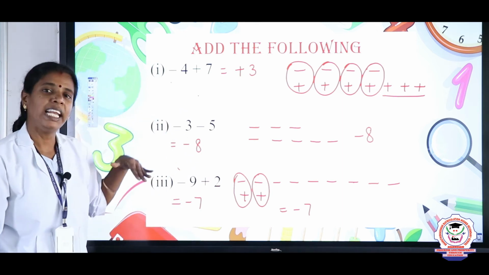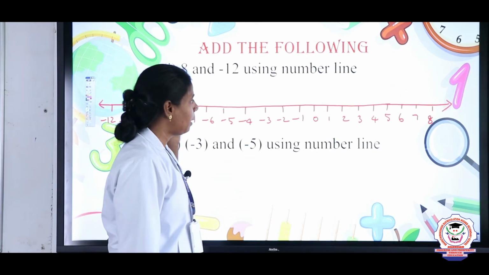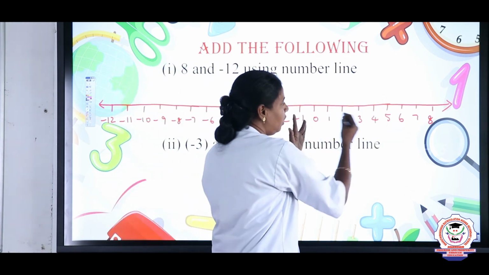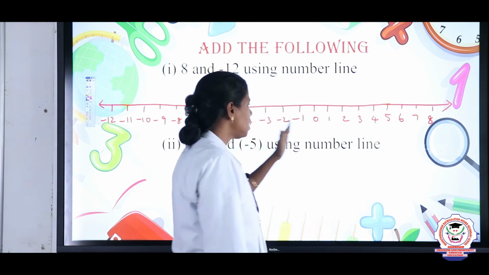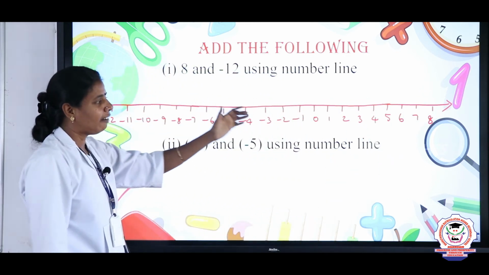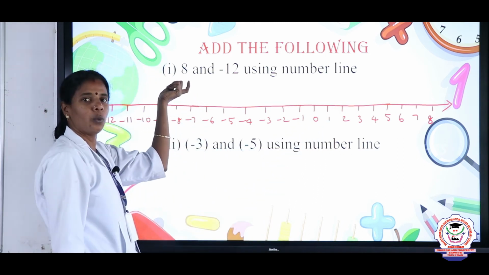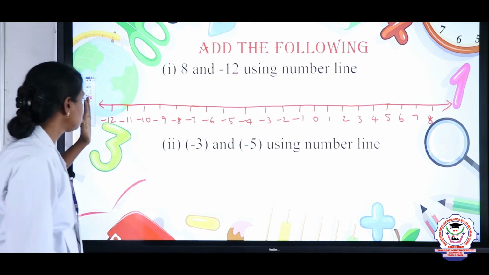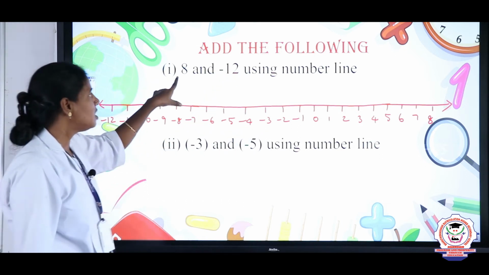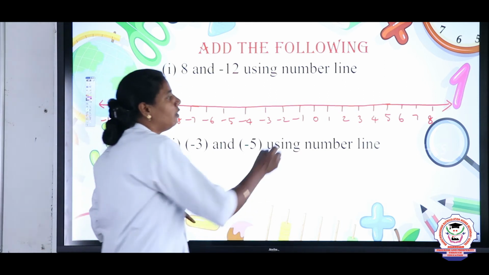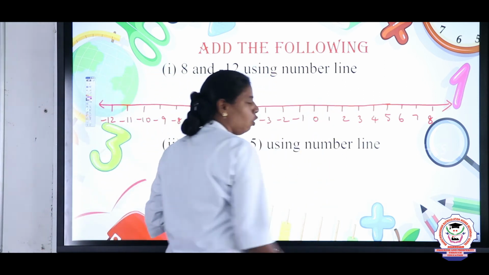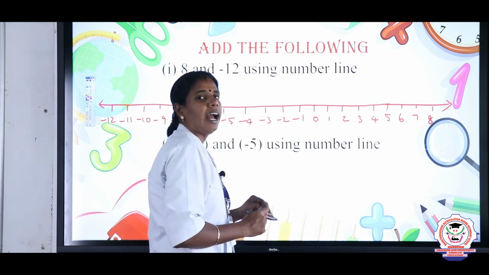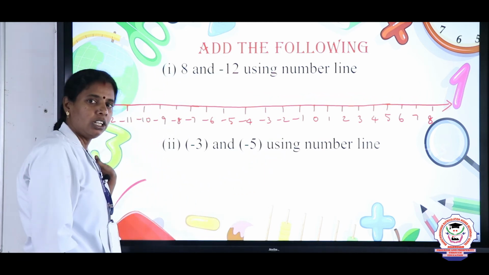Now, how to solve integers on a number line? Draw a number line. First draw a straight line. At the middle at 0, on the right side of 0 we need to mark positive integers, and on the left side of 0, negative integers. We have written positive integers up to 8. Here the question is plus 8 and minus 12. For negative integers, we have written up to minus 12. So the first number is 8. Initially we need to start from 0, and if it is positive, we want to move to the right side, and for a negative integer we need to move to the left side on the number line, right?